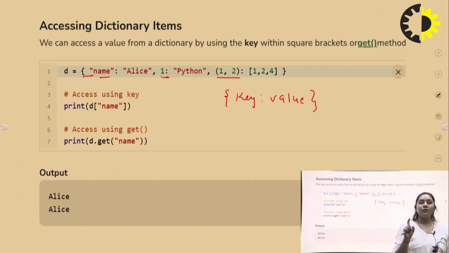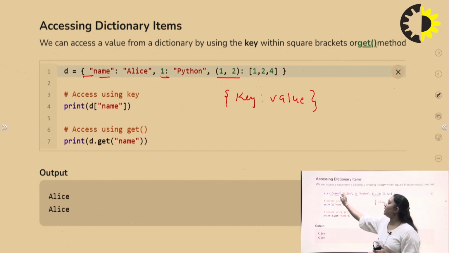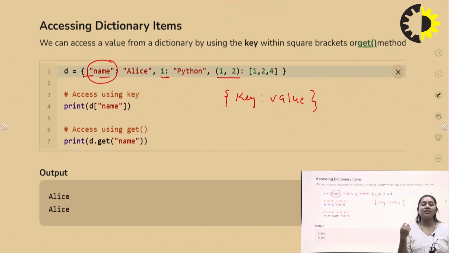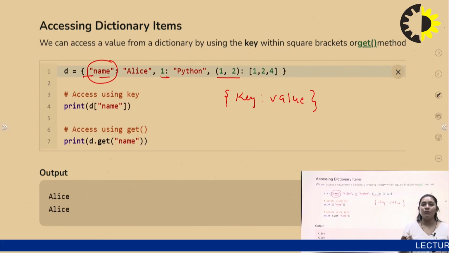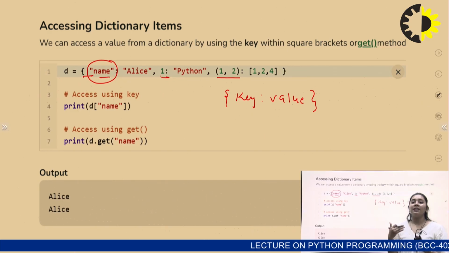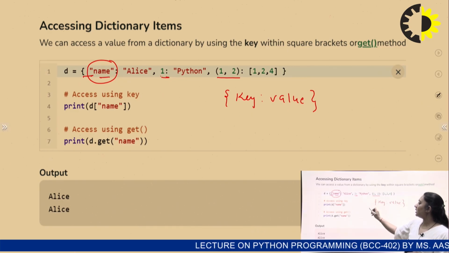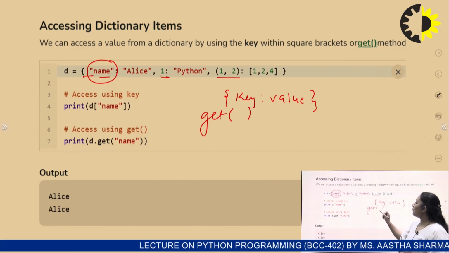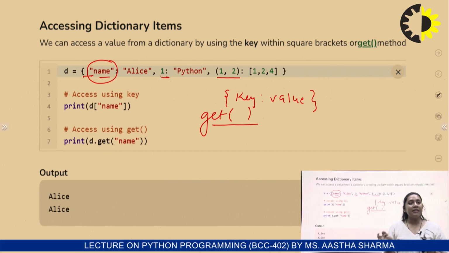You need to remember that we can access a value of the dictionary by using the key. With the help of the key, you can access the data in the dictionary, just like you access data in an array by an index value, right? Similarly, you can access the value of the dictionary by using the key within square brackets, or you can use the built-in get function of the dictionary. With the help of the get function, you can get the key's value, right?